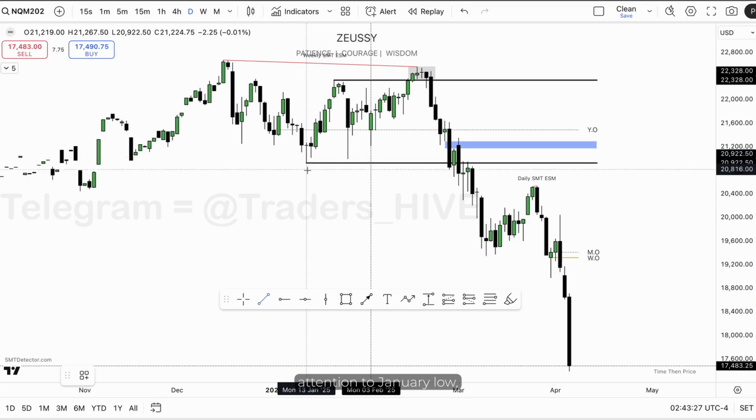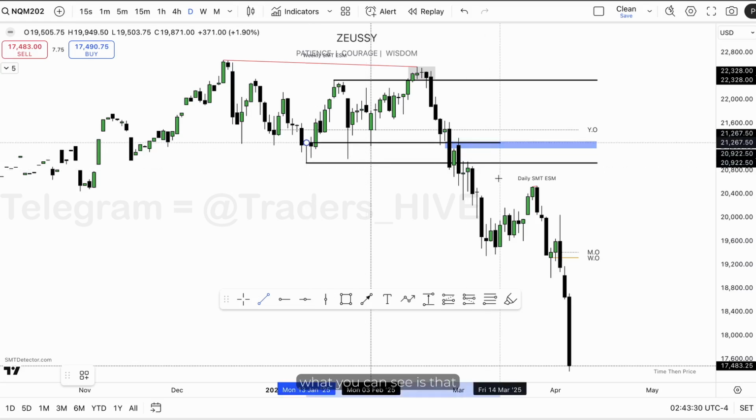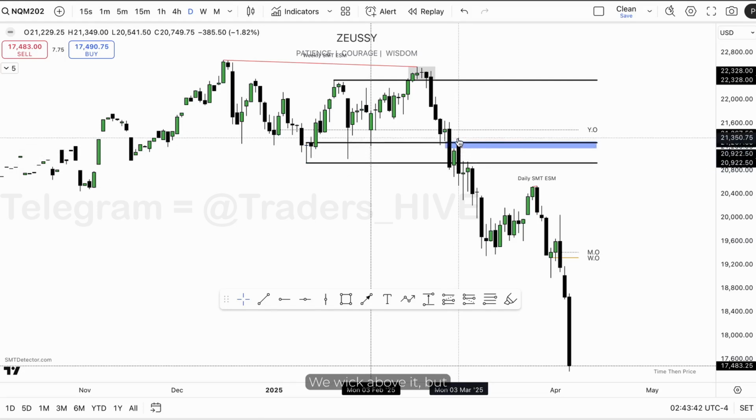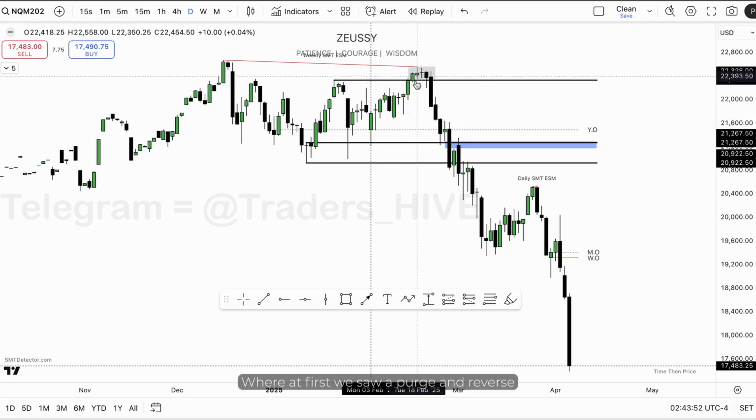But when you pay attention to the January low, the candle itself, you can see that I can extend that to the right as well. And what do you notice? We expanded below the January low. And do you see how we retrace into the higher end of the January low? We wick above it, but notice that the bodies keep on closing inside of this. This shows you that a continuation model is in play. Where at first we saw a purge and reverse from January high to January low, we are now seeing continuation taking place. And when you see continuation taking place, you can anticipate that we're going to see further repricing lower.